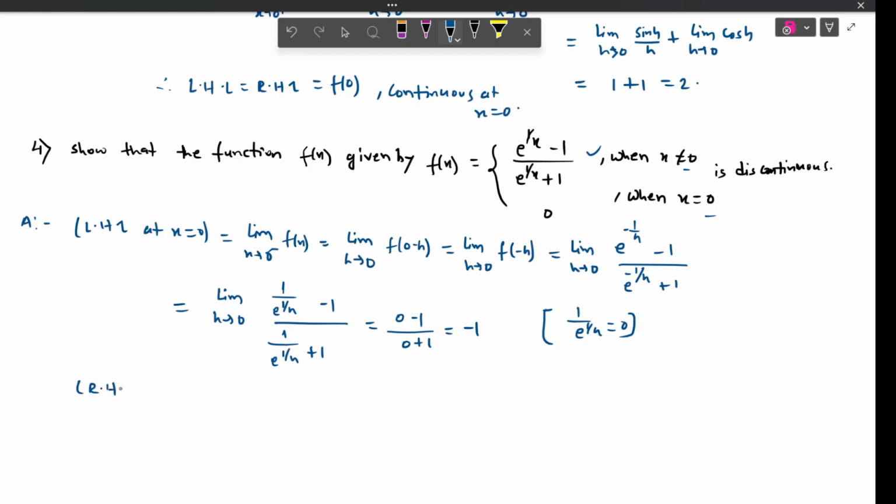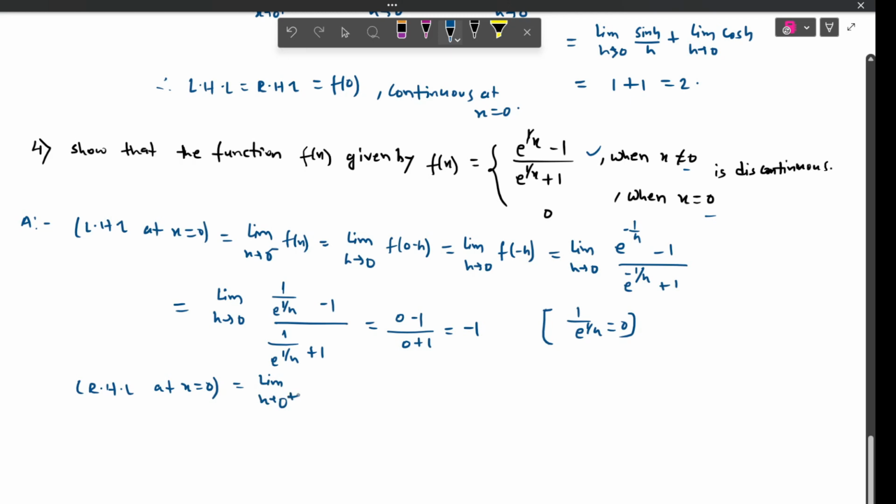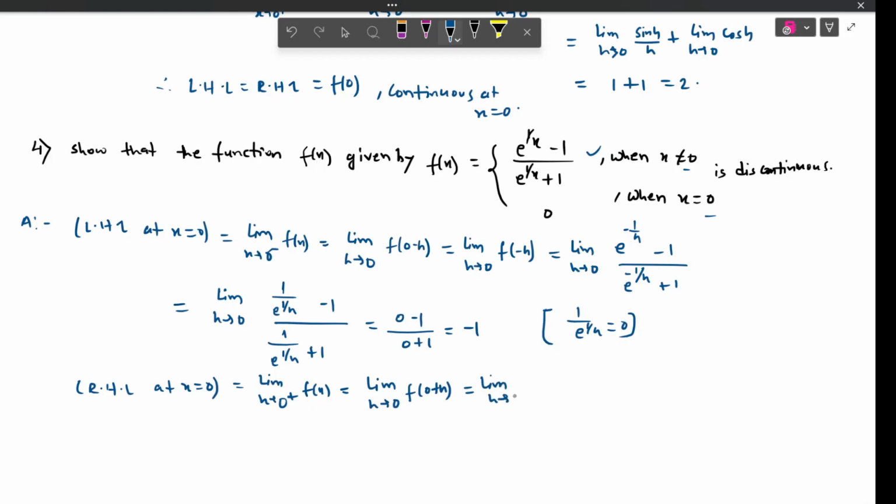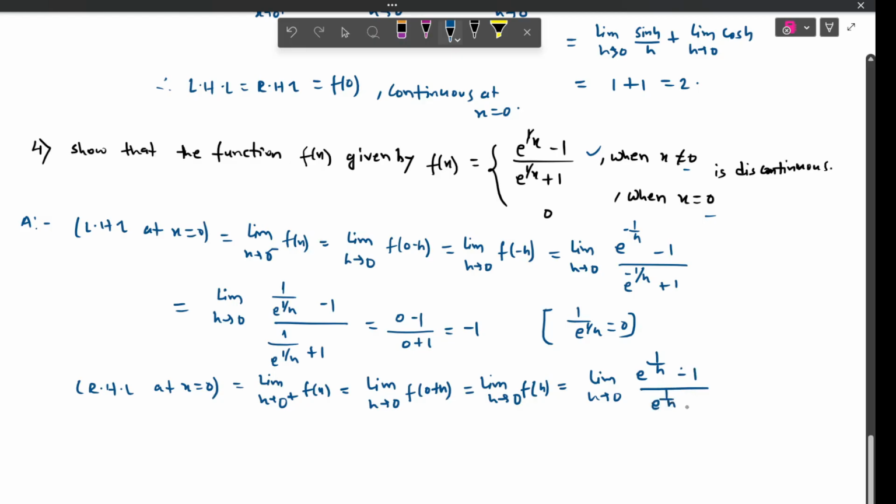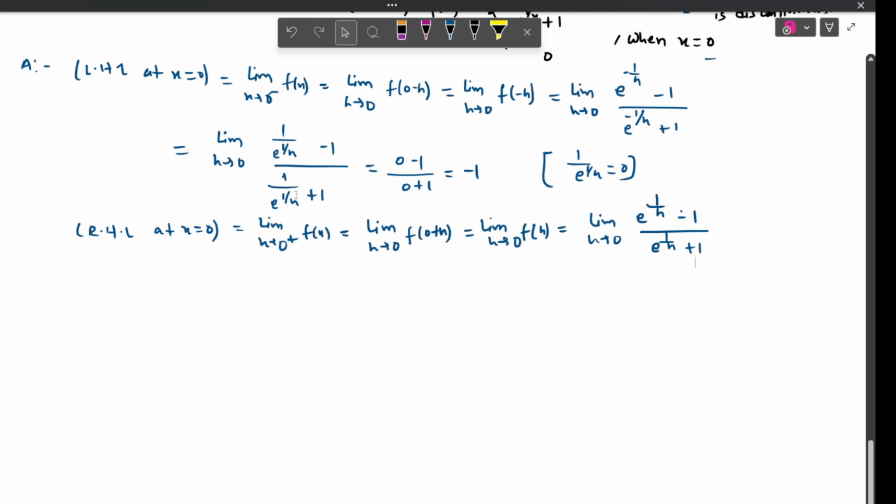Now let's check continuity. Right hand limit at x equals to 0. So it would be limit x tends to 0 plus f of x. That should be limit h tends to 0 f of 0 plus h. That should be limit h tends to 0 f of plus h. That should be limit h tends to 0 (e to the power 1 by h minus 1) by (e to the power 1 by h plus 1), right?